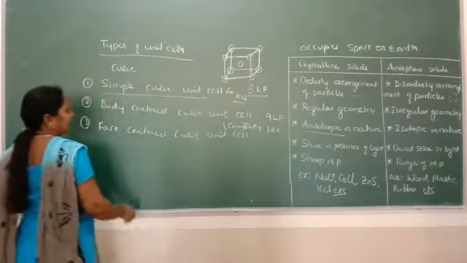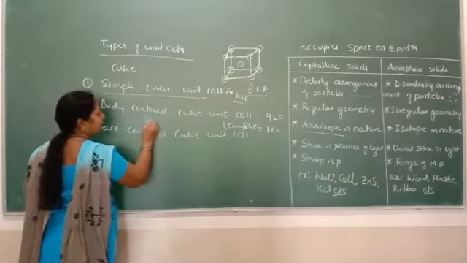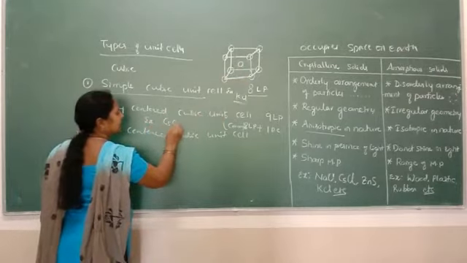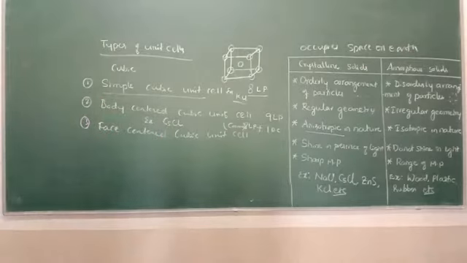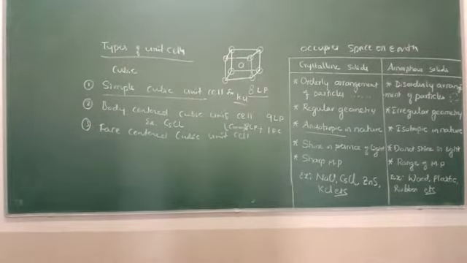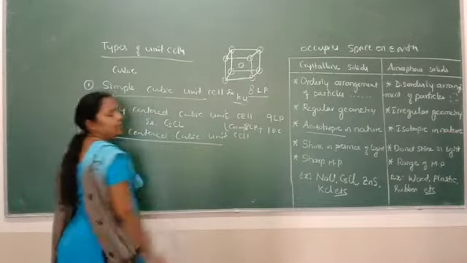Okay. Next, the example for body-centered cubic unit cell is CsCl. And we will go for next the face-centered cubic unit cell.